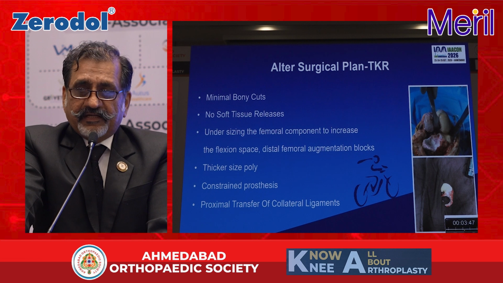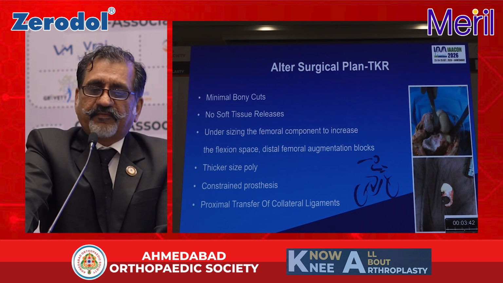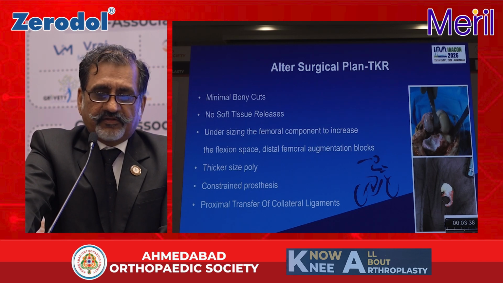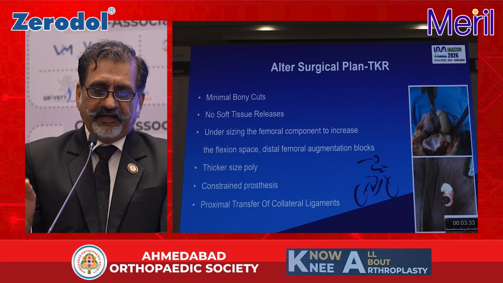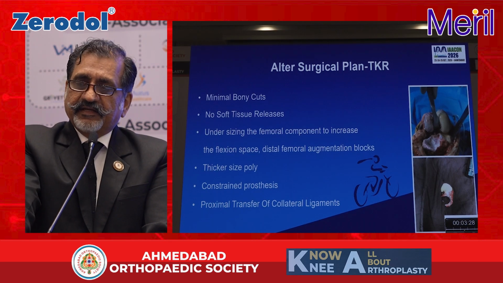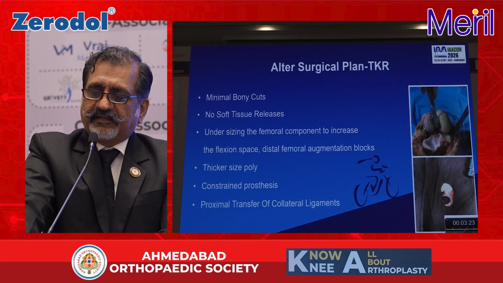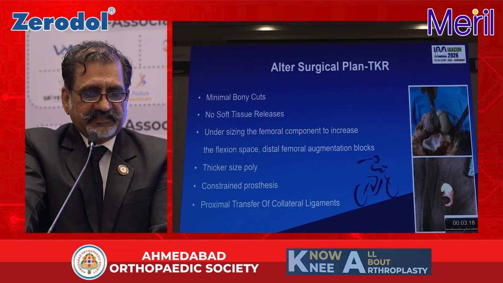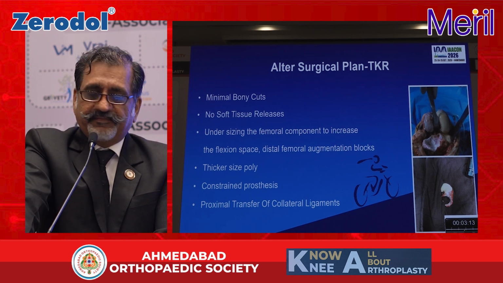So we have to plan surgery according to the severity of the deformity. First of all, you should go with minimal bony cuts, no soft tissue release. Use an undersized femoral component to increase the flexion gap, and fill the extension gap with distal femoral augments. Keep a thicker poly ready, or if you find in trial that the collaterals are not competent, go ahead with the constrained prosthesis. Sometimes you require proximal transfer of the collateral ligaments.